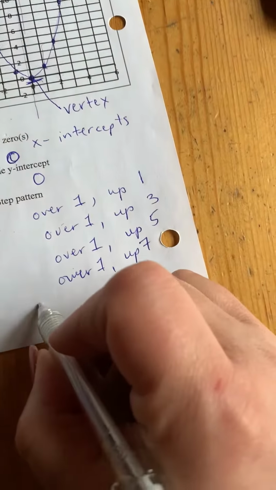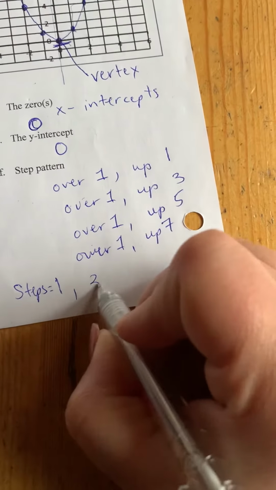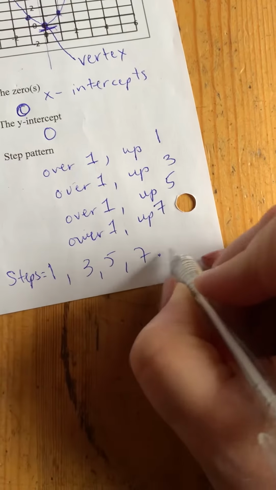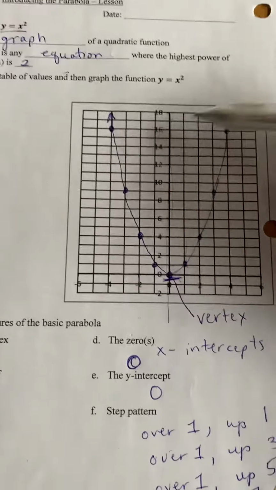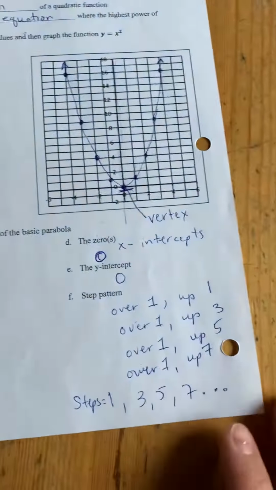The step pattern is, so our steps equals 1, 3, 5, 7. And it just keeps going. See these little arrows? We know it goes on forever. Okay, so that's what we're going to keep doing.